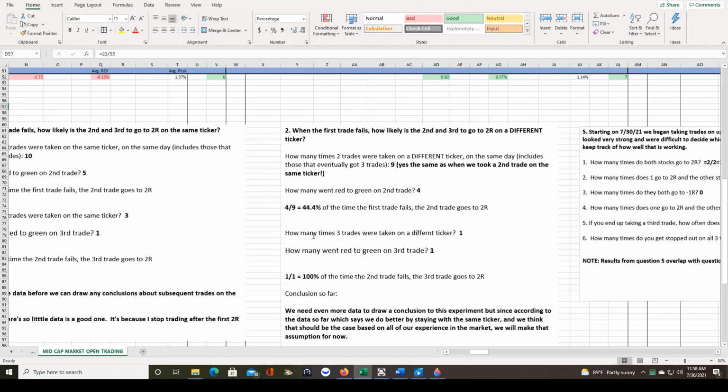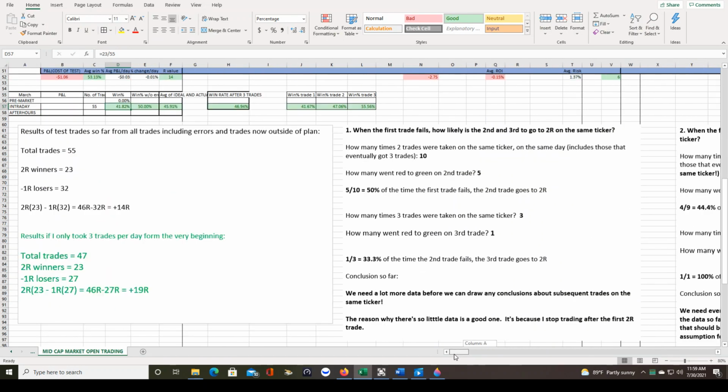Again, there's not a whole lot of data here. How many times were 3 trades taken on a different ticker? That means I traded one ticker symbol on the first trade, a different one on the second, and then a different one again on the third trade. That's only happened once, and it did work out. It went green, so I have a 100% win rate, but that's meaningless because it's only one sample. Again, you can see my conclusion over here. Let me know in the comment section if you have any questions about that.